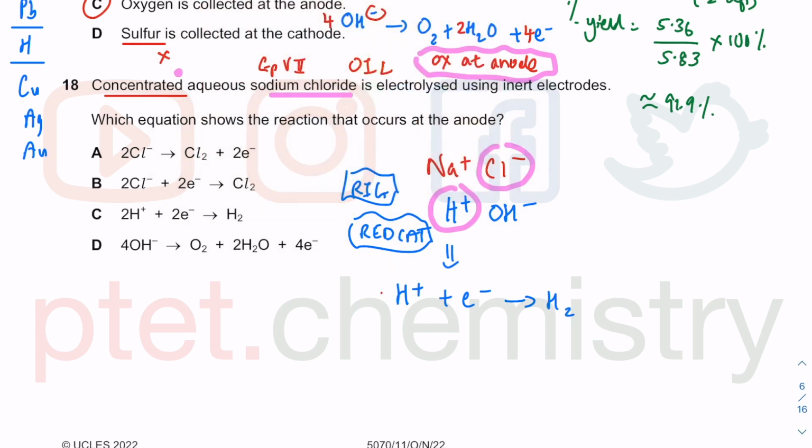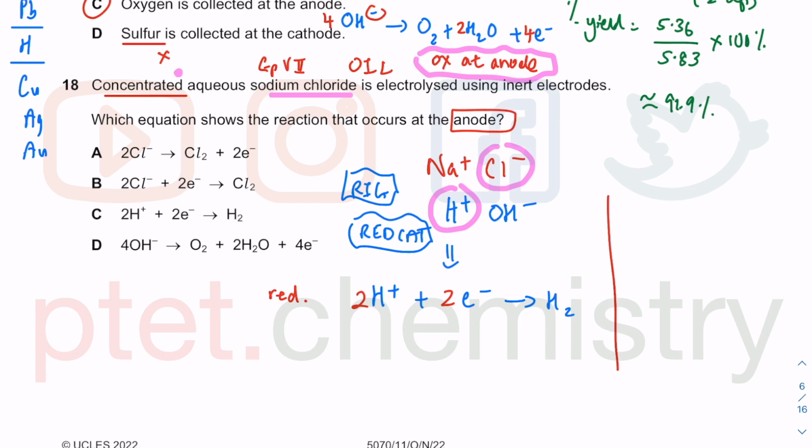Balance your atom with 2 hydrogen atoms, and then balance your charges with 2 electrons, so that the +1 times 2 is +2, cancels out -1 times 2, which is -2. Altogether on the left is 0 charge. Hydrogen molecule doesn't have any charge. This is reduction happening at the cathode. You want H2 at the cathode, you don't want it at the anode.